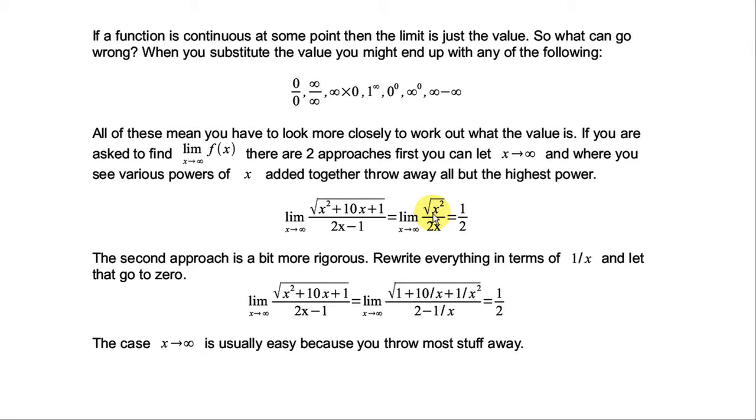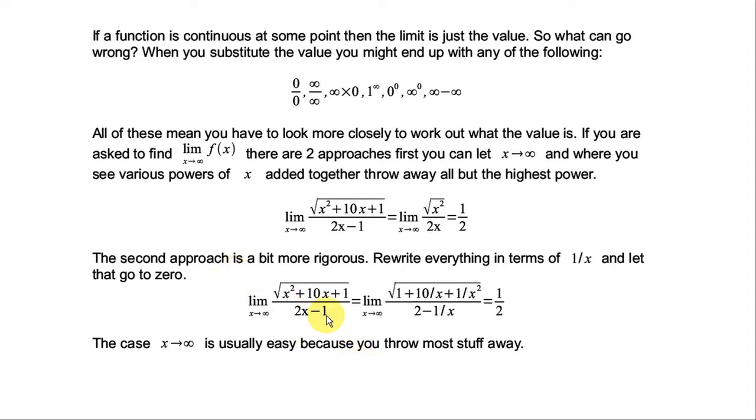And you can now just simplify the expression. It's just take the square root of that lot and cancel the x's out, and you get a half. Okay, now the second way, which is really a bit more rigorous, it's really the right way of doing it, is to rewrite everything in terms of 1 over x and let 1 over x go to 0, because if x goes to infinity, then 1 over x will go to 0.